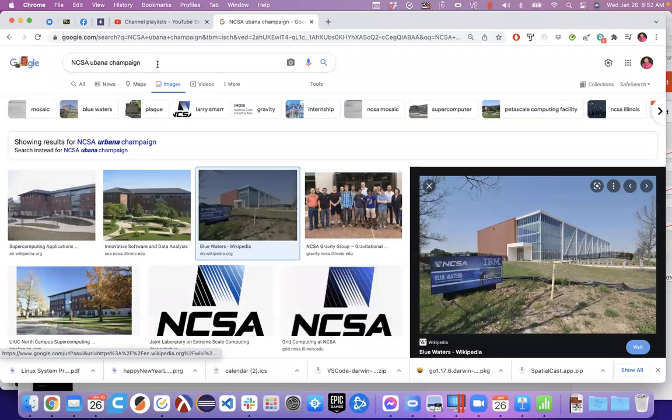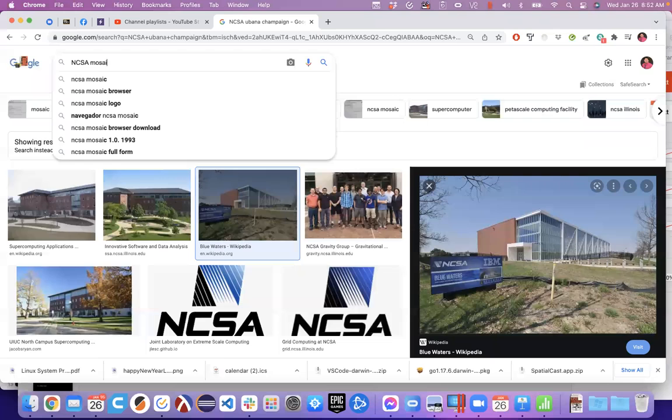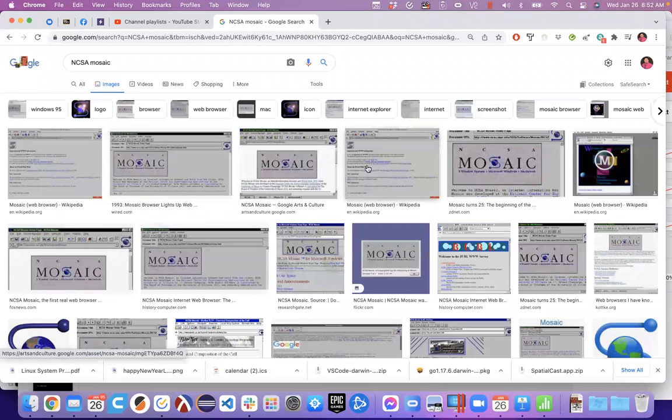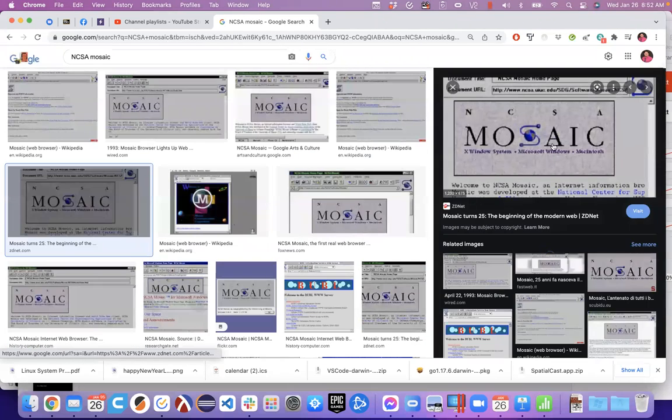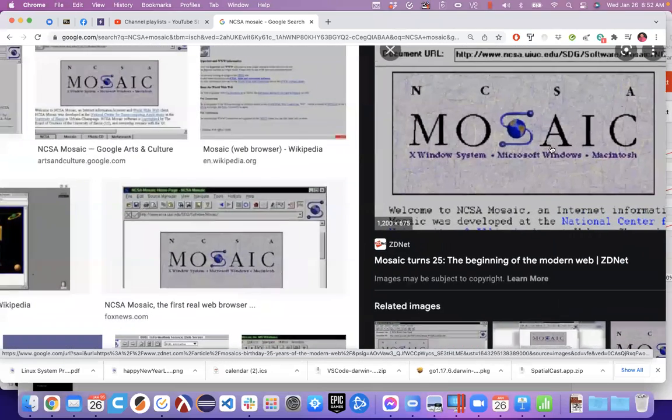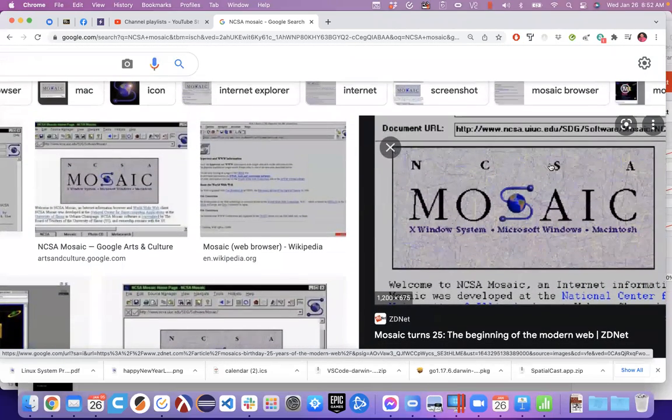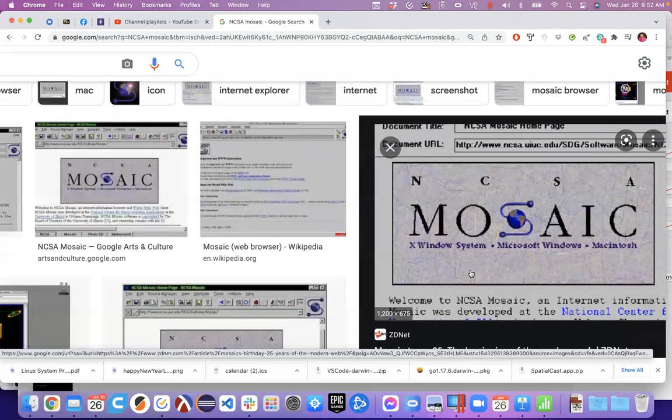NCSA Mosaic. This software right here is one of the original web browsers. This is way before Netscape and all those guys. It was called Mosaic, and I was what we would call a beta tester today. I was this little kid that the geeks at the University of Illinois would come out to, and I wasn't that little, I guess probably 10, 11, 12.